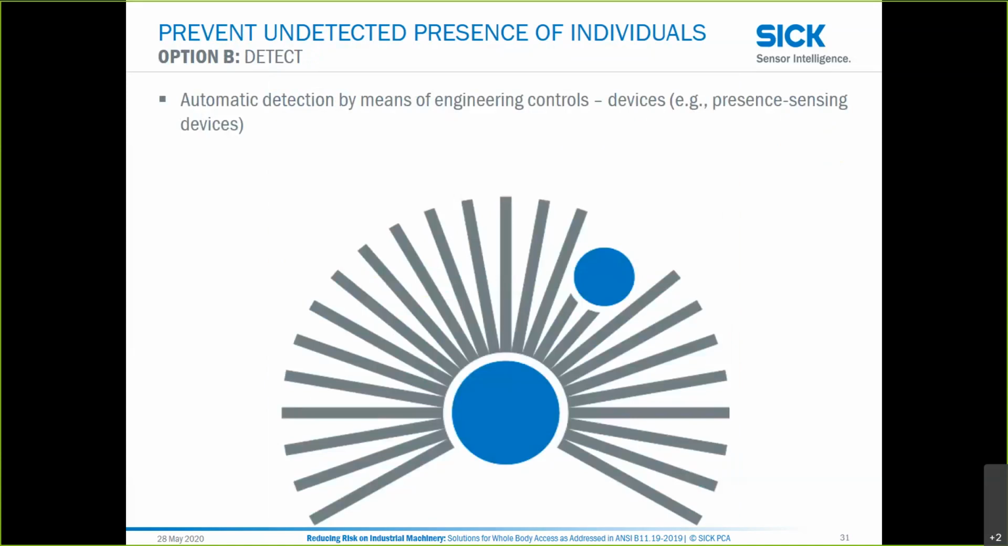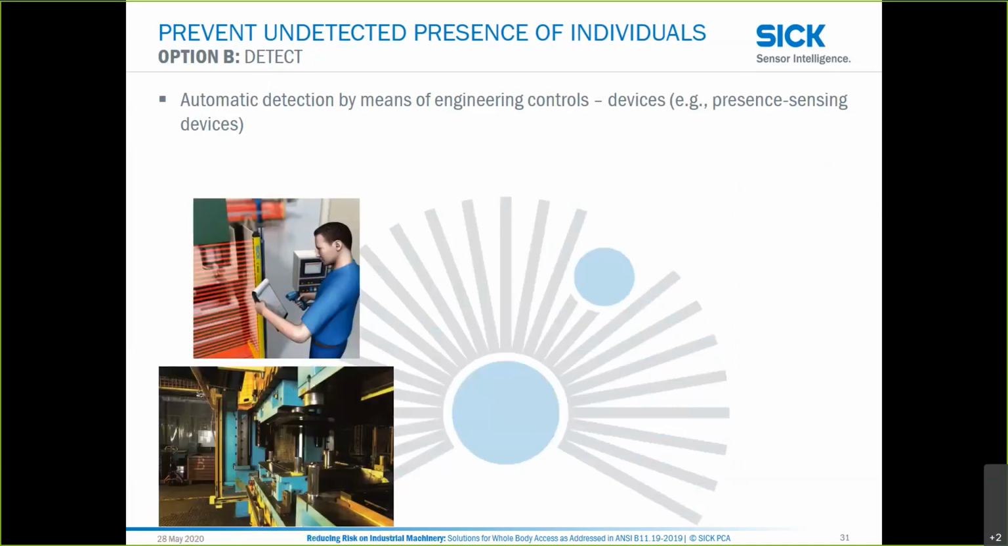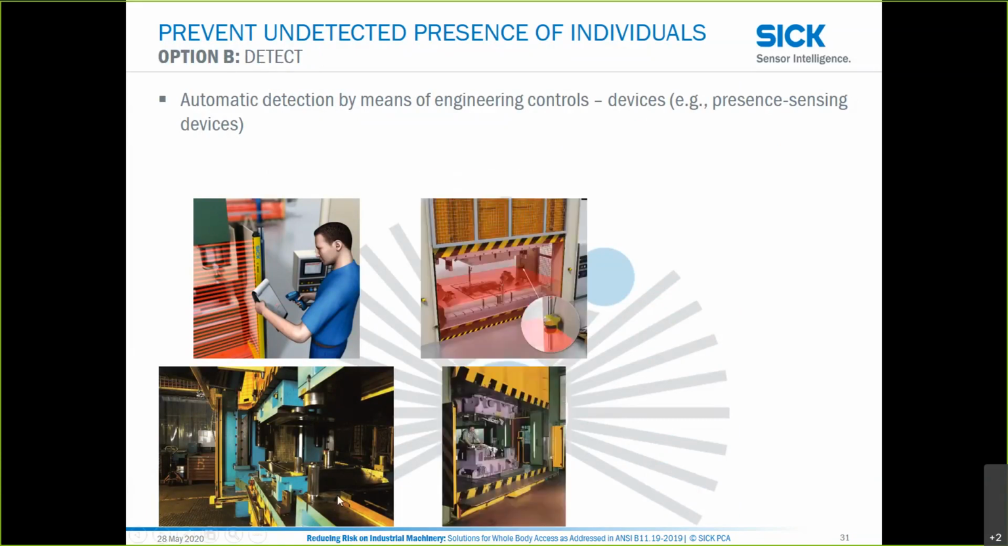The other option to prevent undetected presence then is the one that people often jump to, which is using other presence sensing devices to detect when somebody is inside the perimeter. Here we see an example where a vertical light curtain is used to initiate the stop, and the horizontal device is used to detect presence inside the cell, inside the point of operation.